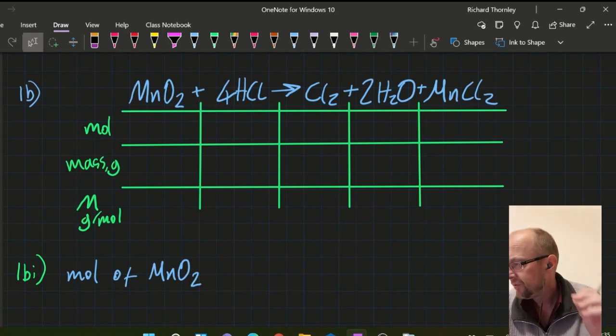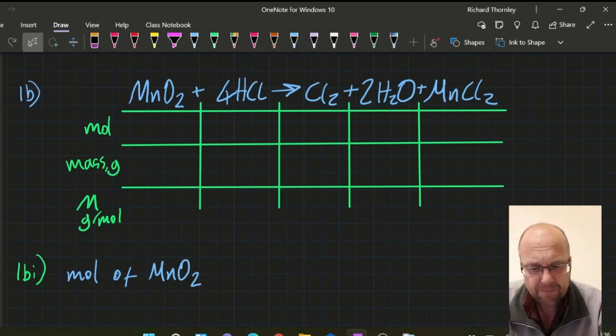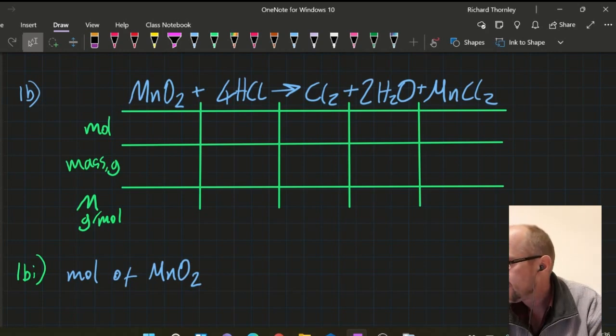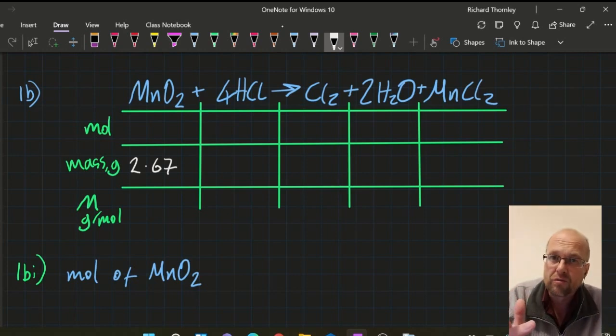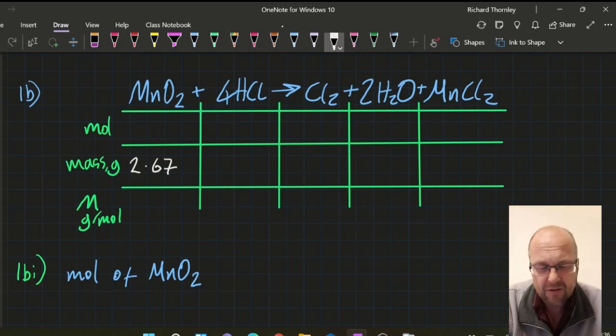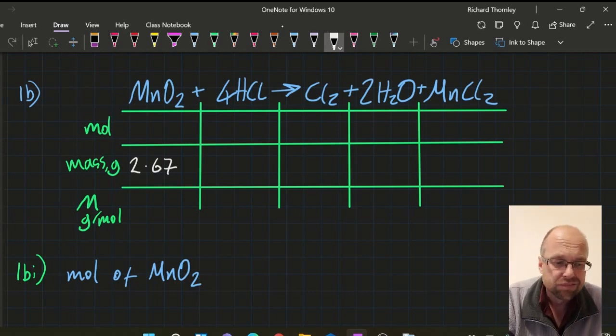1B, simple excess and limiting. Calculate the moles of manganese 4 oxide added. Okay, so I've got the mass, which is 2.67. And to work out the moles, I have to use moles is mass over molar mass. So what's the molar mass of manganese 4 oxide?